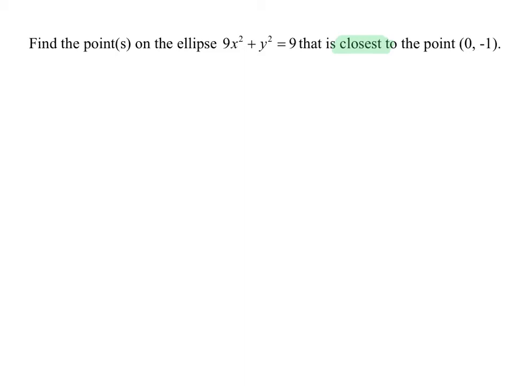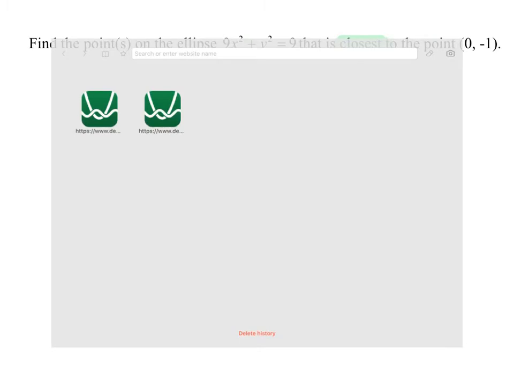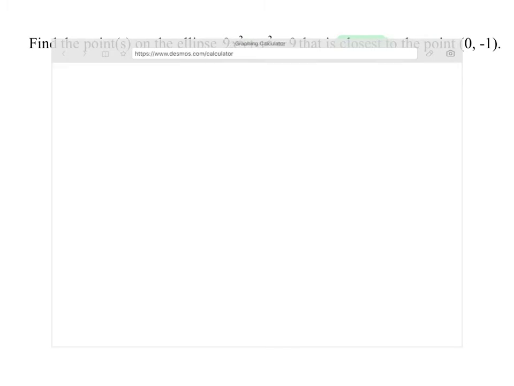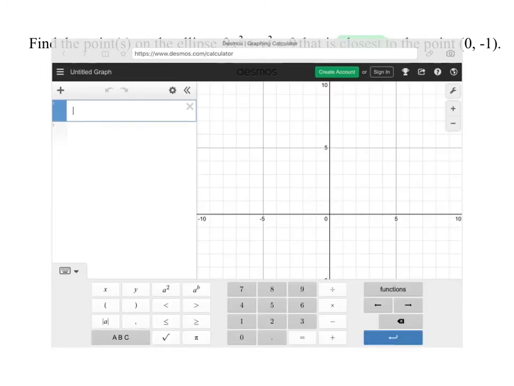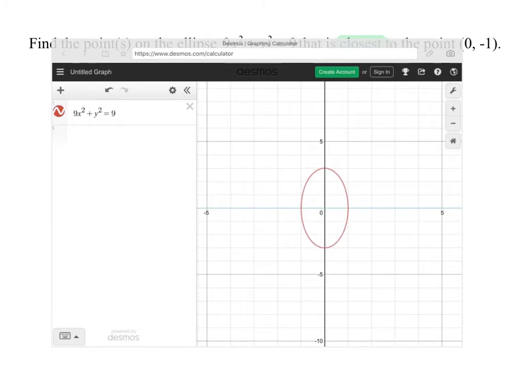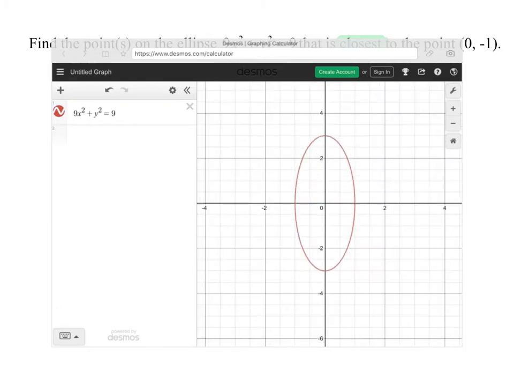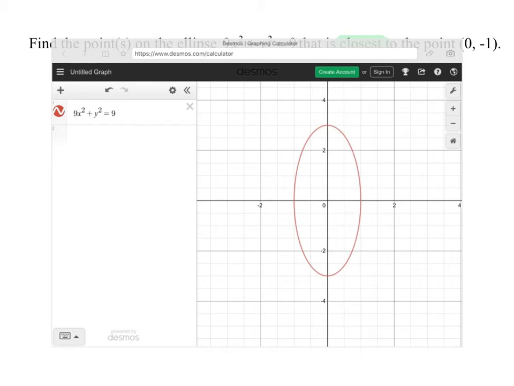So I'd recommend that you either get out your graphing calculator or open up Desmos, and let's take a look at what the graph looks like. So I'm going to use Desmos, and I am graphing 9x squared plus y squared equals 9. Looks like I missed a square there. All right, there we are. So here's our ellipse. It looks like a stretched out circle, if you will. And you can see this particular ellipse is long vertically. It has a vertical major axis.